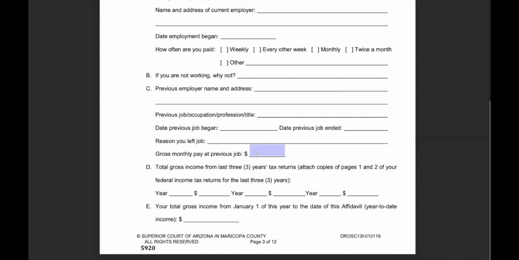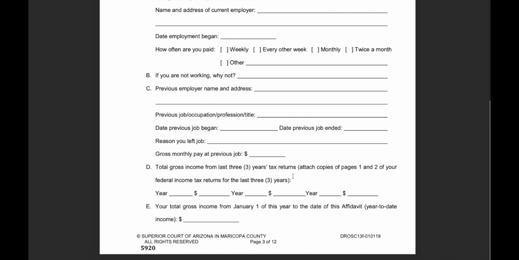Your gross monthly pay at your previous job is what it's going to be before your income was taxed. So your hourly wage times however many hours you worked for that month. Total gross monthly income for the last 3 years of your tax returns.